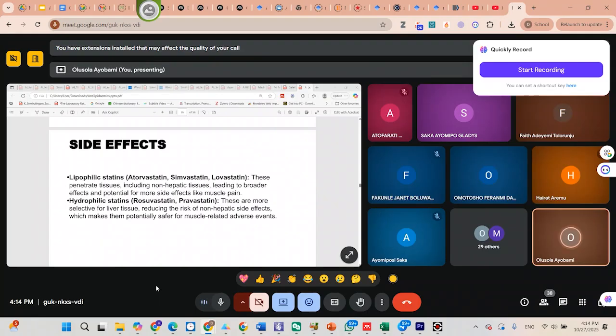It can first start as myalgia, mild muscle pain, and progress to rhabdomyolysis. Now, hydrophilic statins like rosuvastatin and pravastatin are more selective for liver tissue and reduce the risk of non-hepatic effects, which makes them potentially safer for muscle-related adverse effects. So these are reasons why rosuvastatin might be more expensive than all other statins, because it fits all our checks: safety check, long half-life check, interaction check.